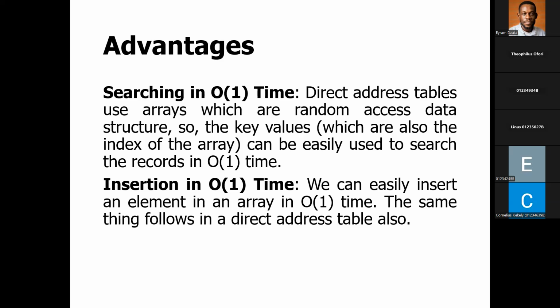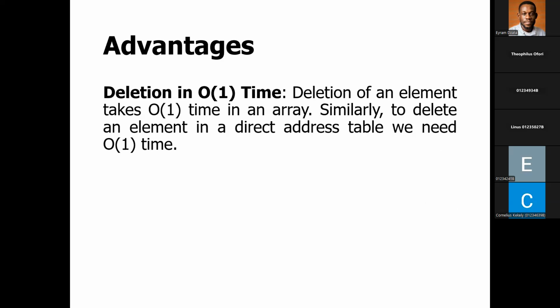Now, when it comes to insertion also, you can use it easily to insert the element. The same follows when you look at the use of the direct address table or access table. Another advantage comes when you are performing deletion. You delete based on the index, and in this case, the telephone number is the index. So you delete the telephone number, and then that record is gone from your list.